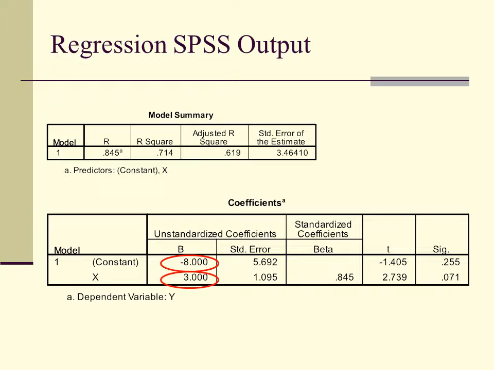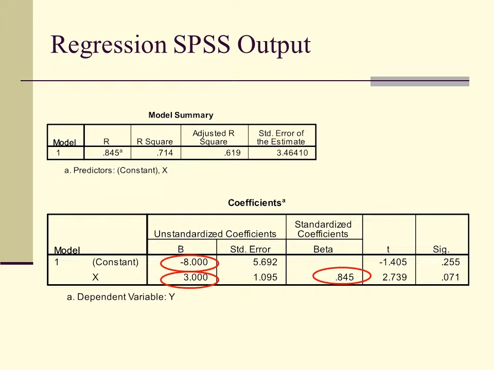B is the unstandardized regression coefficient weight. So the number next to X is the B weight. So B weight is 3. Then the number next to constant is the intercept. Therefore, the regression equation is Y equals 3 multiplied by X minus 8.